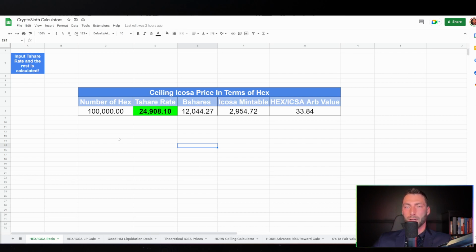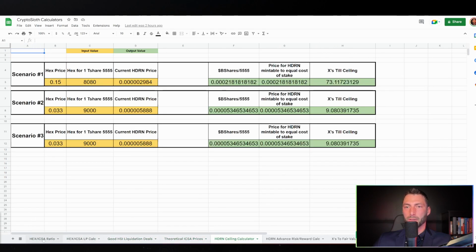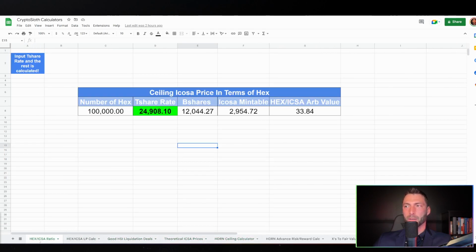So this was created by Crypto Sloth. He calls it Crypto Sloth Calculators. And this is a really, really useful spreadsheet. He has a bunch of calculations in this for various things. I'm just focusing right now on the hex per Icosa ratio. And you can see you enter information on this spreadsheet in general where it's green, and what you'd want to put in and make sure is correct before you look at the conclusion of the calculation is make sure that you have the right T-share rate.